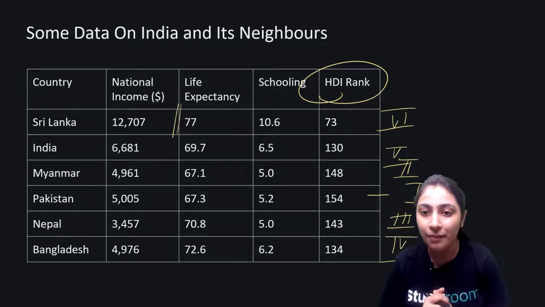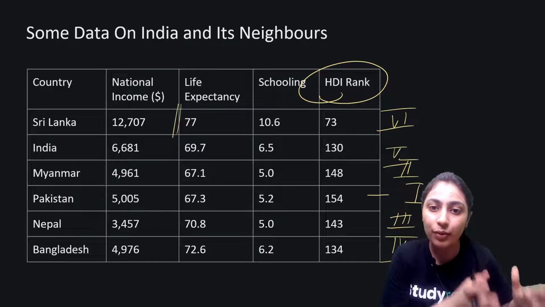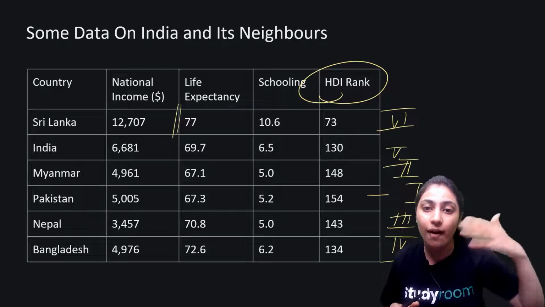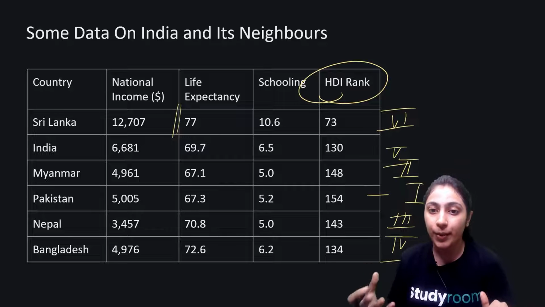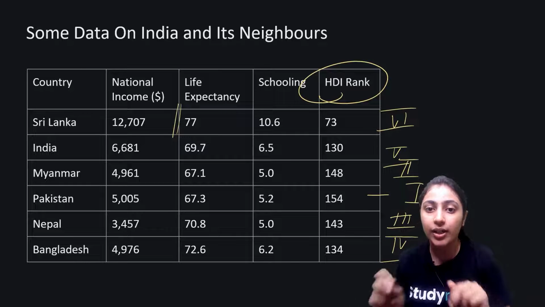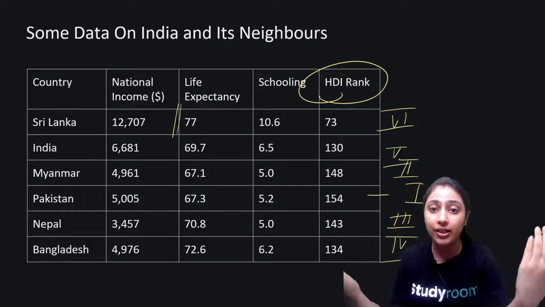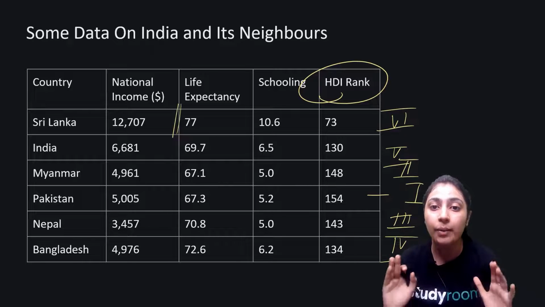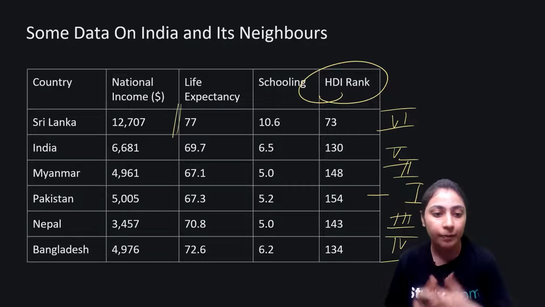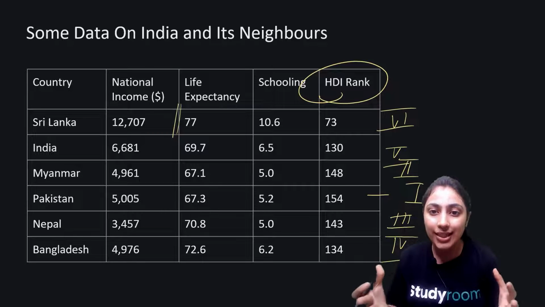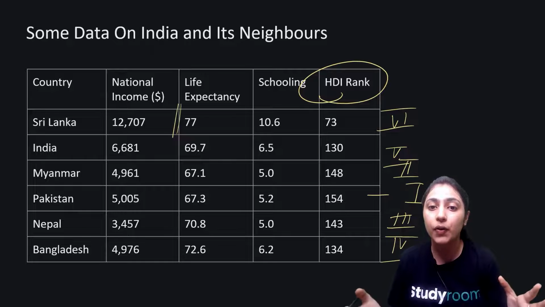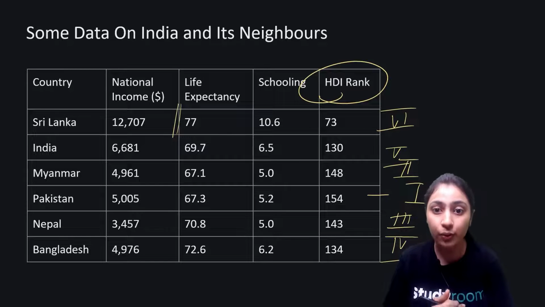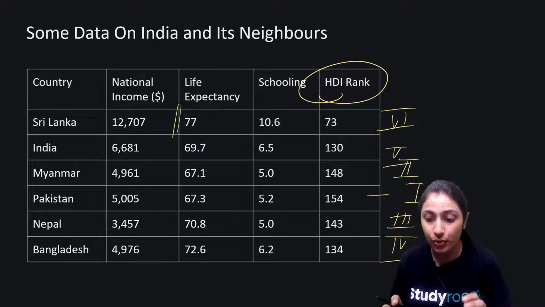Can you see? In one aspect, Sri Lanka is crossing all the ranks on top. But if you see HDI, Human Development Index, it shows that it's not just income, it's everything that we need to consider in order to say a person is developed. So in that, Pakistan is winning, right? We should always see what all things we are considering when we say that this particular individual is developed.